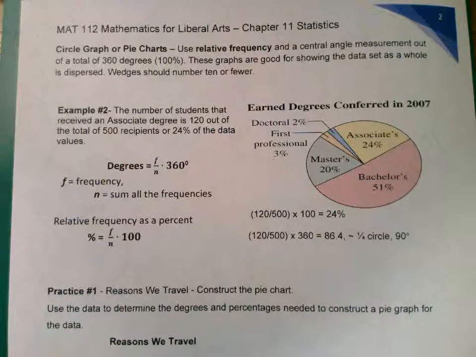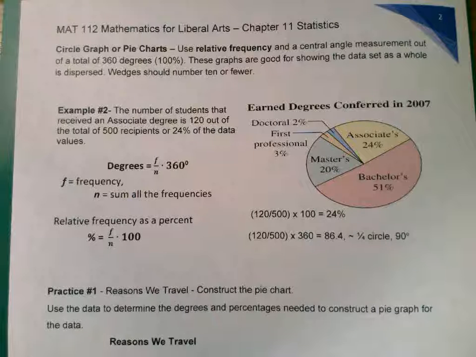All right, page 2. I did 1 and 3 together on a different video. This is page 2 of section 2, picturing data. So circle or pie graphs use relative frequencies and a central angle measurement out of a total of 360 degrees or 100%.